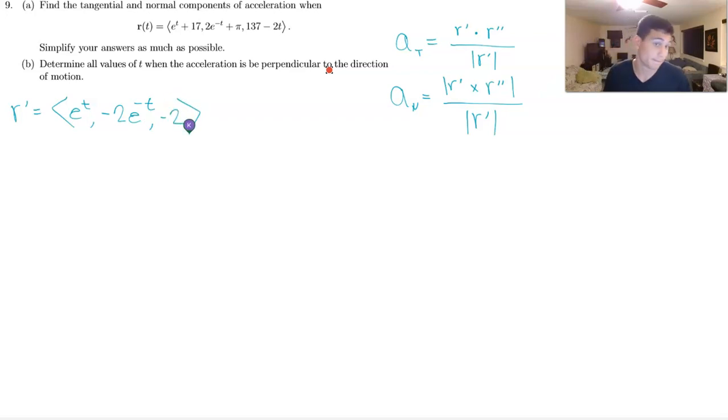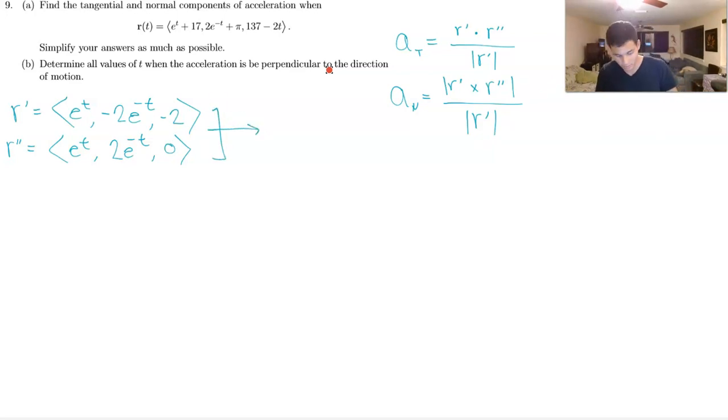Okay. Let's find r double prime. That is e to the t, comma, 2e to the negative t, comma, 0. There we go. Okay, well, that's a lot. We're almost done already. So now we'll take the dot product.